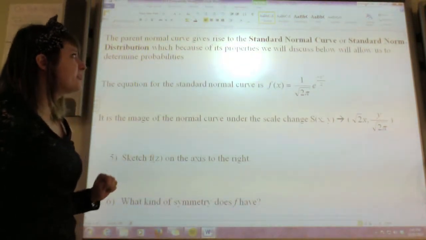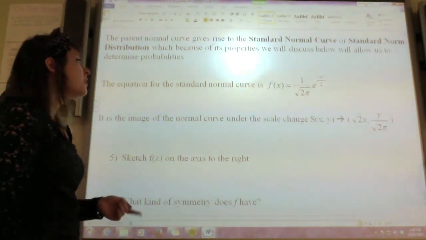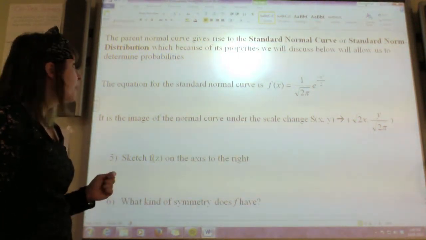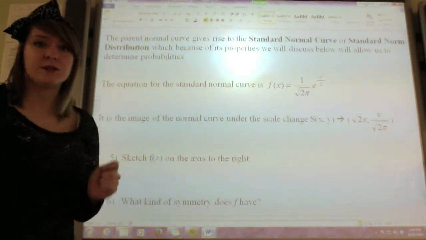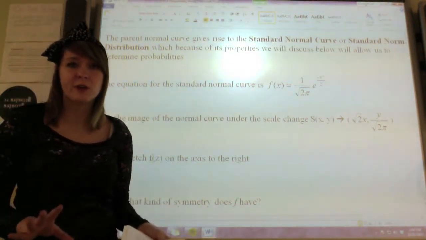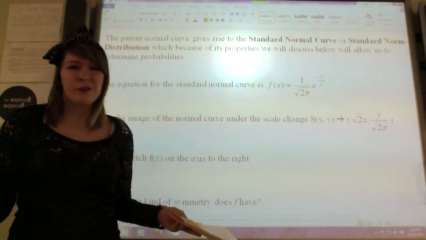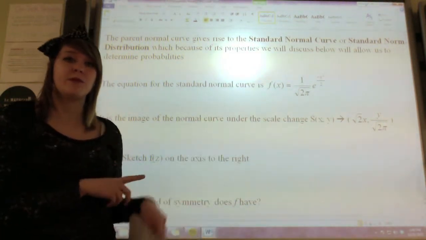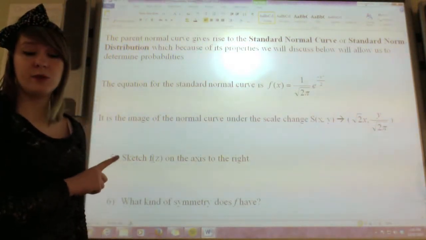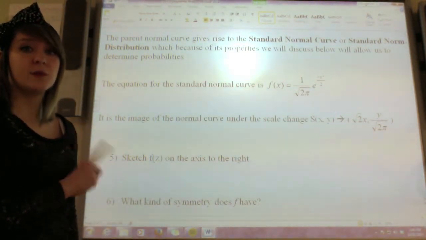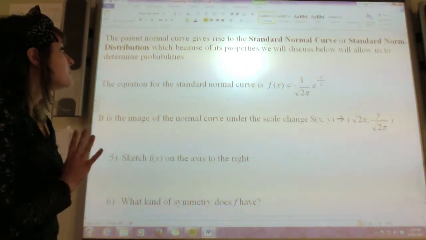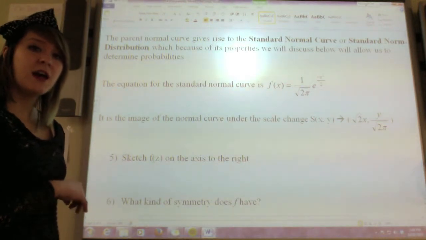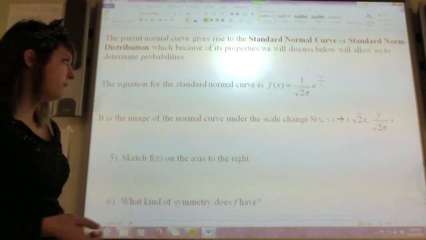The parent normal curve gives rise to the standard normal curve or standard normal distribution, which, because of its properties we'll discuss below, will allow us to determine probabilities. Okay, so this parent normal curve that we just talked about, we don't really care about it. It's just kind of the parent function for this standard normal curve. This one is the important one because we can use it for probabilities, and we'll talk about that in the next section. So for now, we just want to look at the equation of this and look at some of the properties, and then we'll actually use those properties later on.